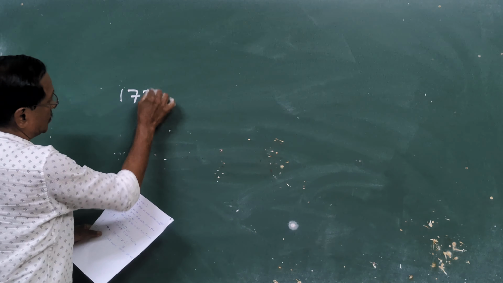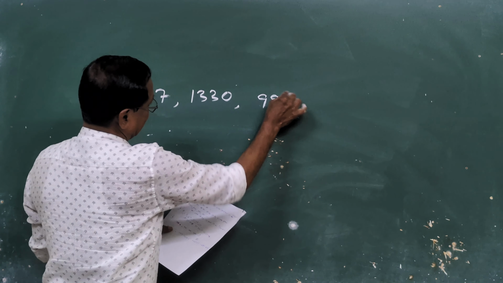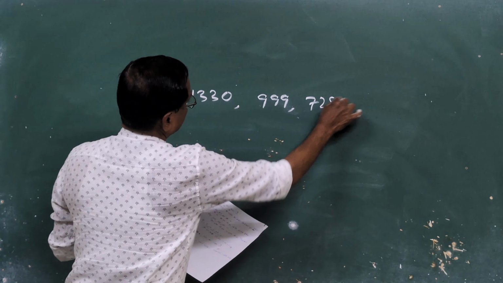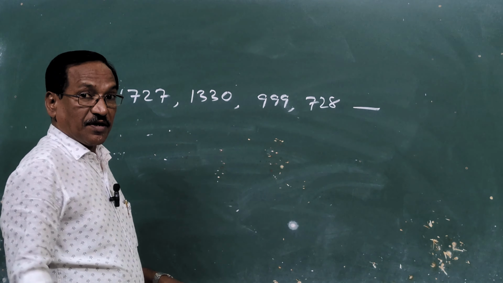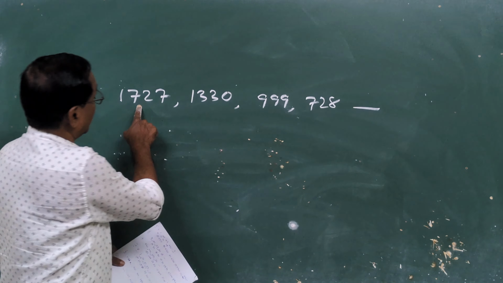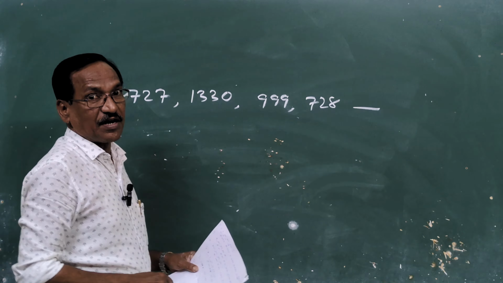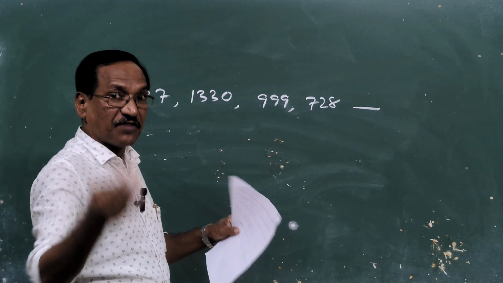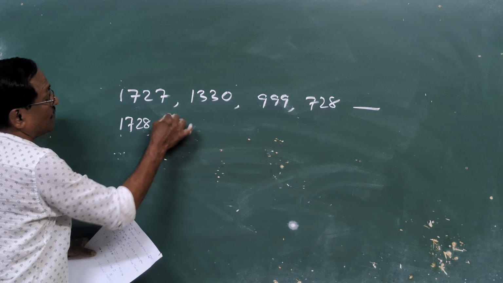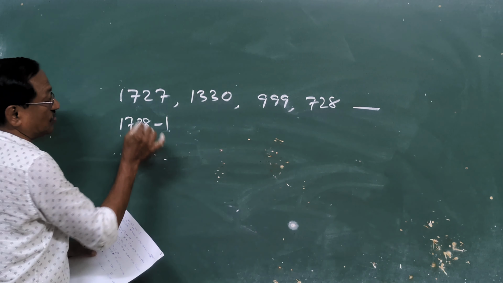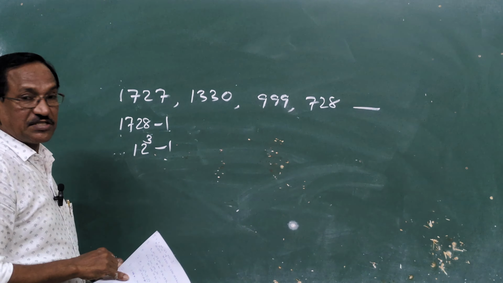Consider the numbers 1727, 1330, 999, 728. Then what is the missing number? Here, if we are familiar with the cubes of the numbers, we can see that 1727 is 1728 minus 1, whereas 1728 is 12 cube. So 12 cube minus 1 is 1727.